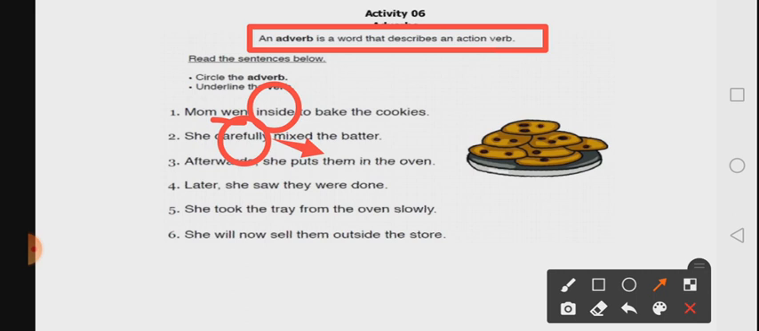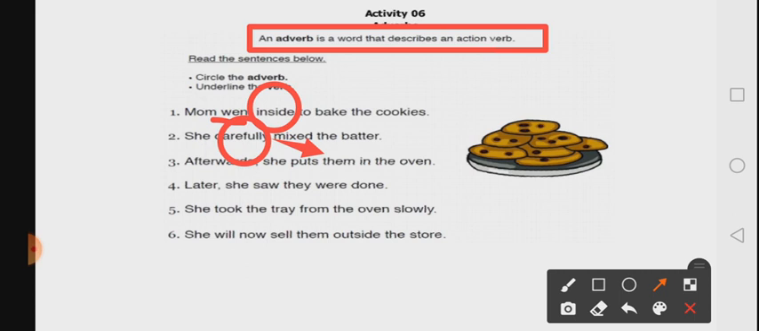Later she saw they were done. She took the tray from the oven slowly. She will now sell them outside the store.